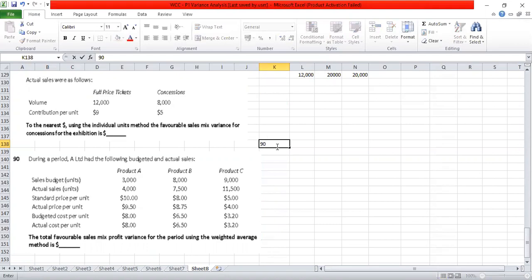Question number 90. There are 3 products, product A, B, C. The total favorable sales mix profit variance for the period using the weighted average method. Let's do weighted average. There are 3 products.